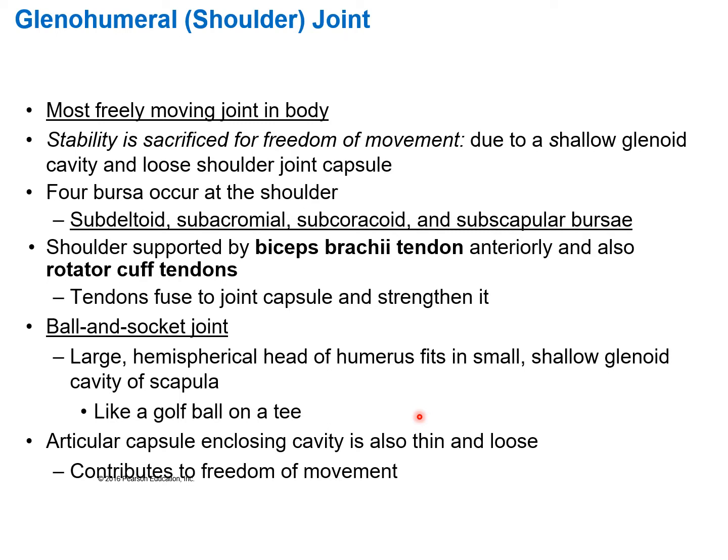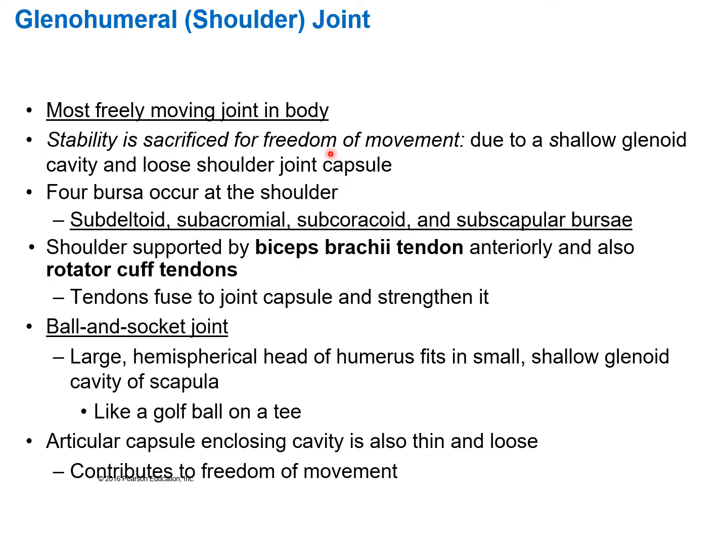The next one is the glenohumeral joint, which you have also already had some experience with in lab. You should know the glenohumeral joint or shoulder joint is the most freely moving joint in the body. You have the highest range of motion associated with this joint. There are a greater number of movements that are possible at this joint.